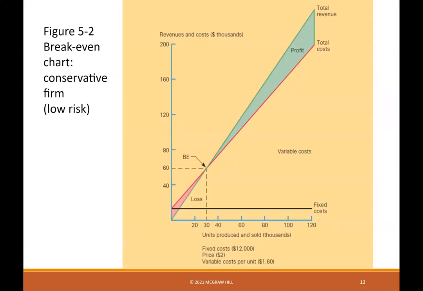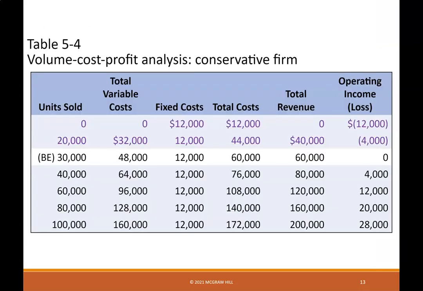Figure 5-2, break-even chart, conservative firm with low risk. Table 5-4, volume cost profit analysis for a conservative firm. So they have to sell 30,000 units in order to break even, meaning have a profit of 0.